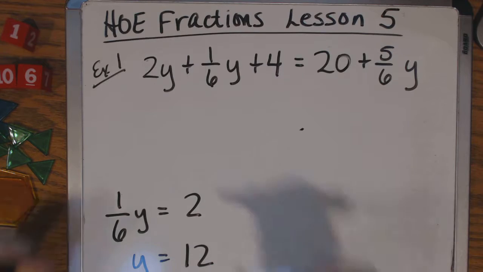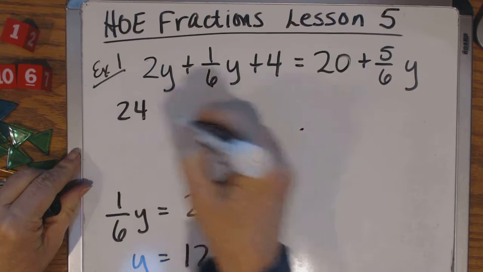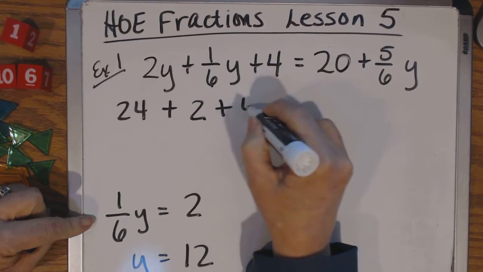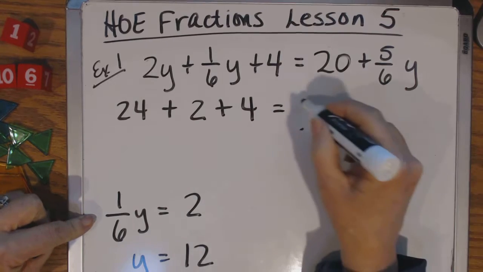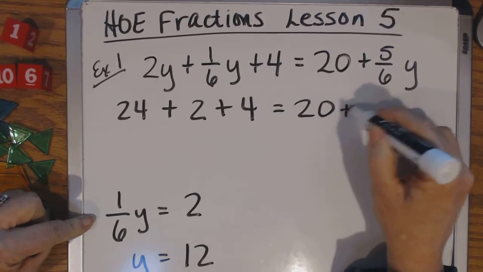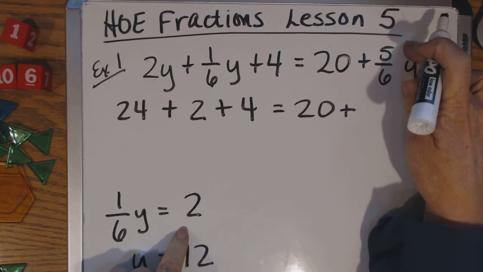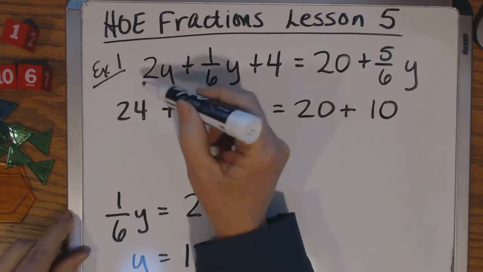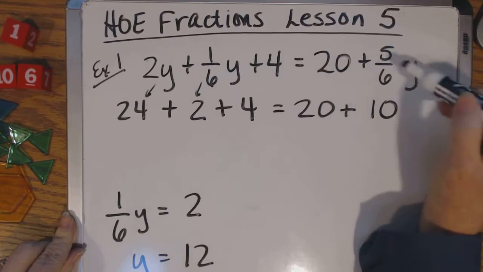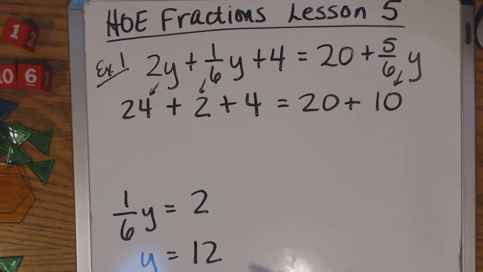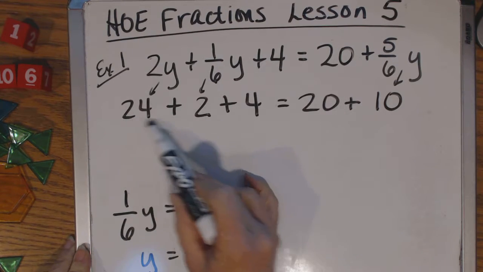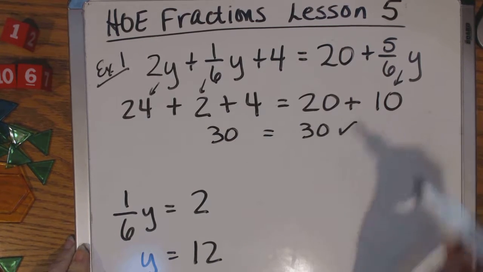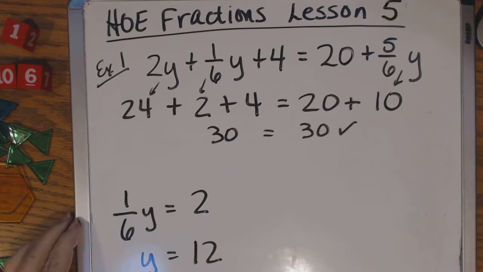So I'm going to go ahead and check that now. So if y is 12, 2y is 24. If 1/6 of y is 2, I'll substitute that in, plus 4 equals 20 plus 5/6 of y. Each sixth is worth 2, so that would be 10. 5 times 2 is 10. Okay, so now I'm just basically doing this substitution here, right? For what I now know is the y value. This simplifies to 26 plus 4, which is 30, which does equal 30. Check. I've done it correctly.